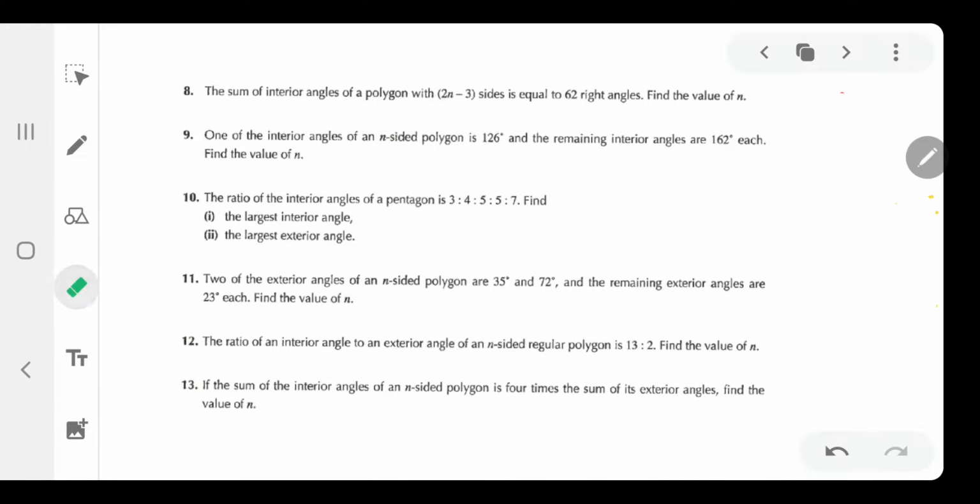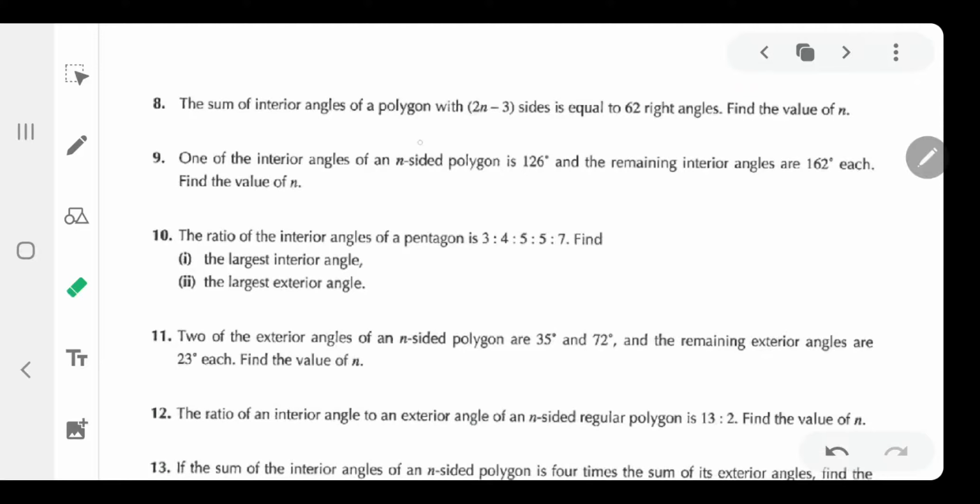The first question is that the sum of interior angles of a polygon with 2n minus 3 sides is equal to 62 right angles. And we know the formula to find the sum of interior angles, which is n minus 2 multiplied by 180 degrees if we have n sides, but in this question we have 2n minus 3 sides. What will be the formula then? We will use the same concept.